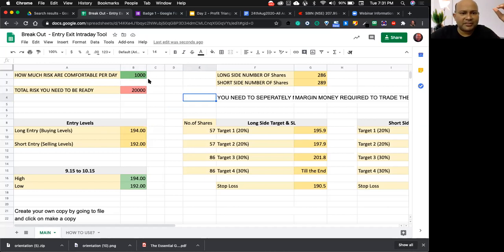Your job is to just click right here. Say, for example, can somebody tell me your risk? Arindam, can you tell me what's your risk per day? How much risk are you comfortable taking? 2,500. Chintan, very good. I will write my 2,500 rupees and I will get a total of 50,000 rupees.